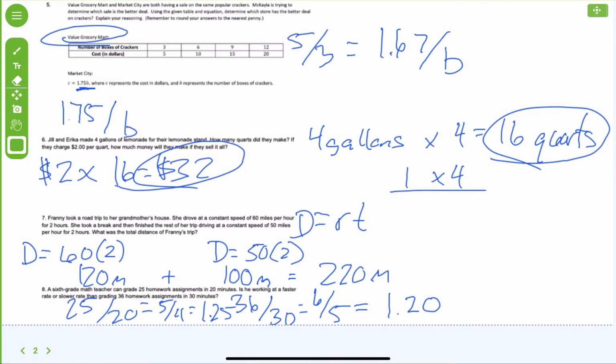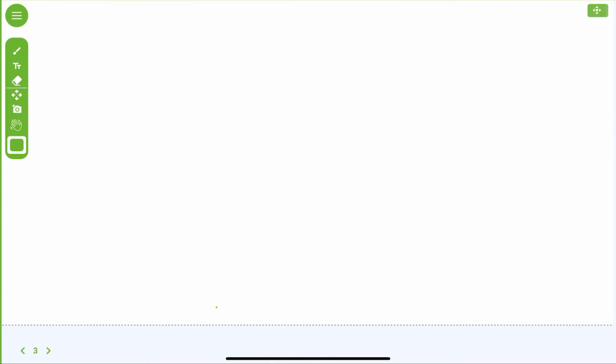The 36 per 30 means that whoever's grading that one can do 1.20 assignments every minute. So which one's the better rate? Well, if you're the teacher, you want to grade more. You want to grade faster, right? So the 25 per 20 minutes is the faster rate. Okay? Let's go to page 3.